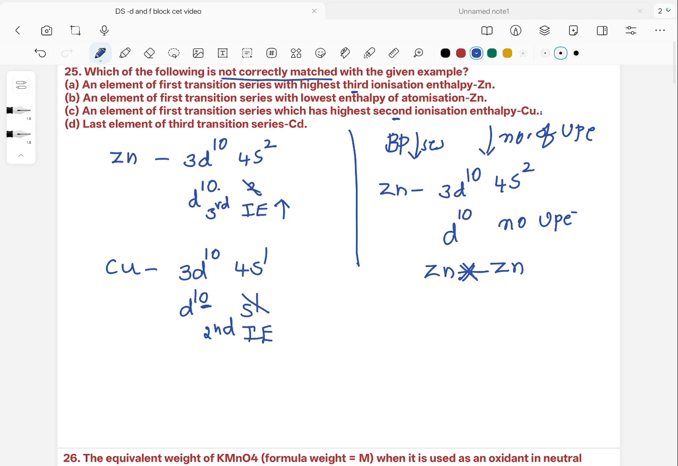Now the fourth statement: the last element of the third transition series is cadmium. The d-block elements are in the first transition series, second transition series and third transition series respectively. The last element of the first transition series is zinc, then cadmium and then mercury. The question says the last element of the third transition series is cadmium, which has to be mercury, not cadmium. Therefore, this statement is not correct. So finally, our answer will be option D.